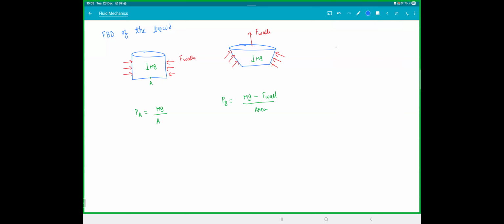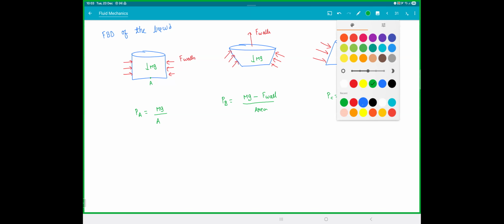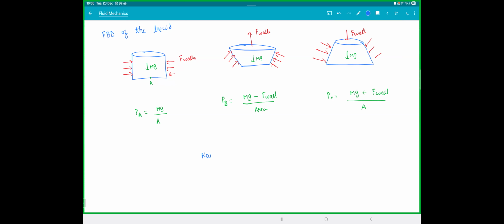It is not mg. Similarly, when you take this guy, FBD, here the walls are pushing down. F wall and mg, and pressure at C will be mg plus F wall by area. But if someone asks you what is the normal reaction on the ground, that will be the same, because then the wall's force becomes internal. So pressure on the base is nothing but force on the base by area of the base. Are you getting it? The normal reaction on the floor is not the pressure on the base.